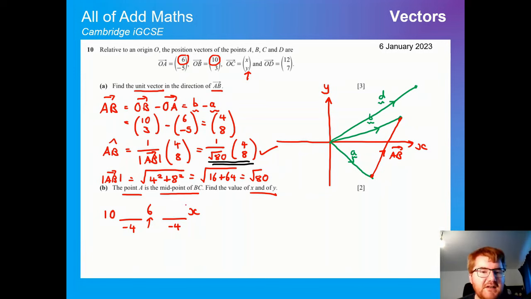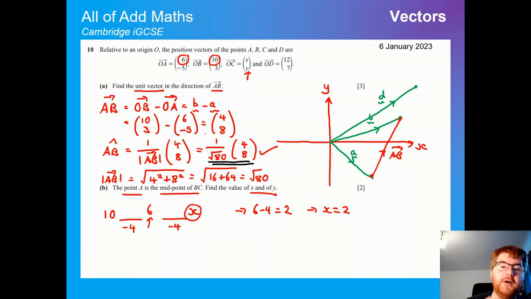By doing this process, you can see very clearly here that in order for this to be the midpoint 6, I just need to do 6 minus 4, which is equal to 2. Therefore, x is 2. And I can do the same with the y components as well.